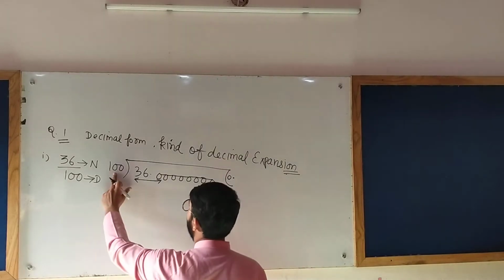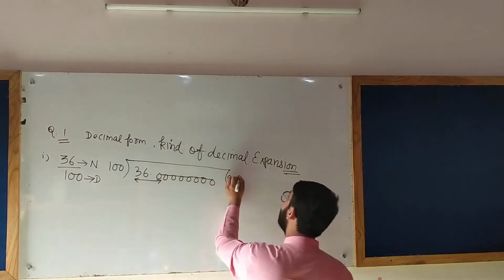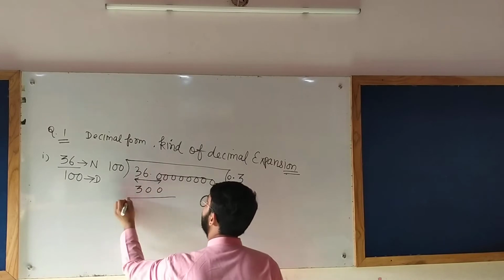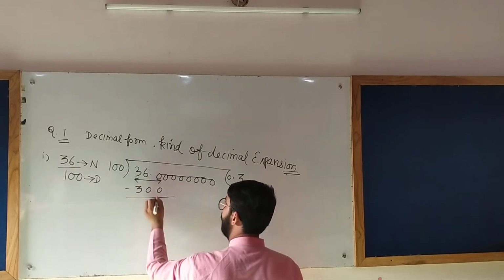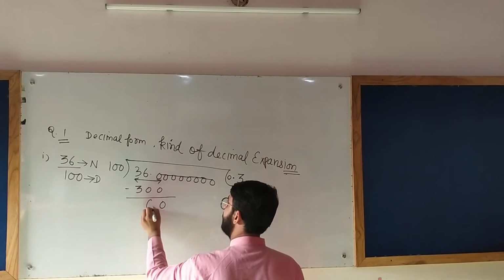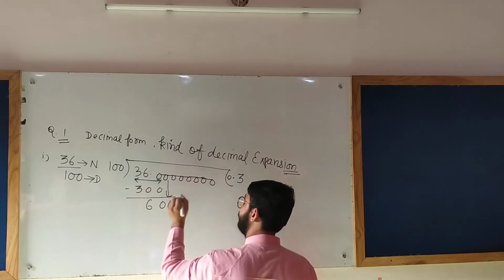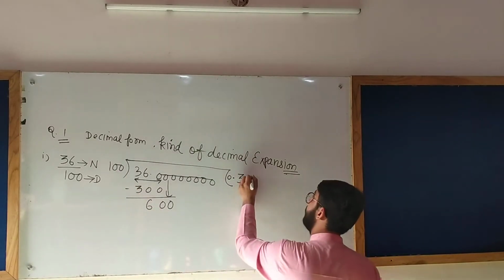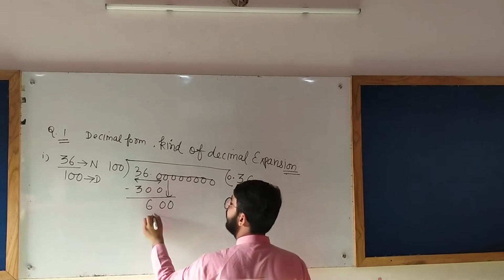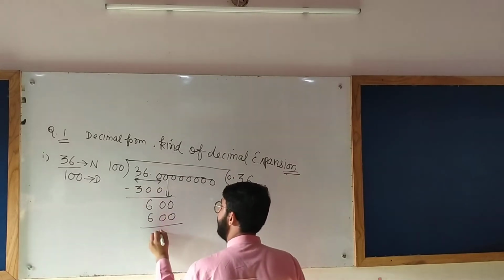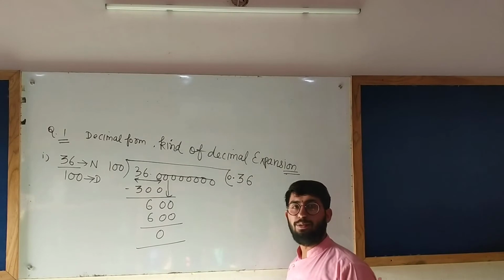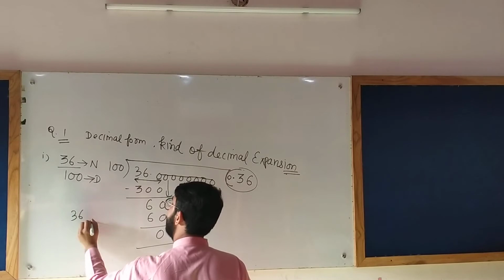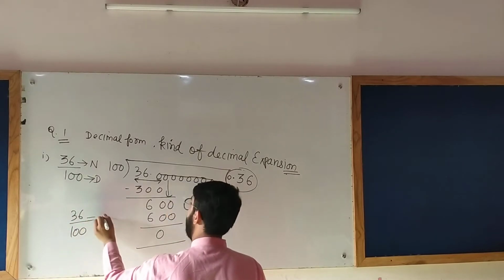In the table of 100, 360 comes at 3, 3 times 100 is 300. Now 0 minus 0 gives 0, 6 minus 0, 60. Take a 0 downward. In the table of 100, 600 will be at 6, 100 times 6 is 600. The question is over because the remainder is 0. So the answer in decimal form is: 36 by 100 equals 0.36.